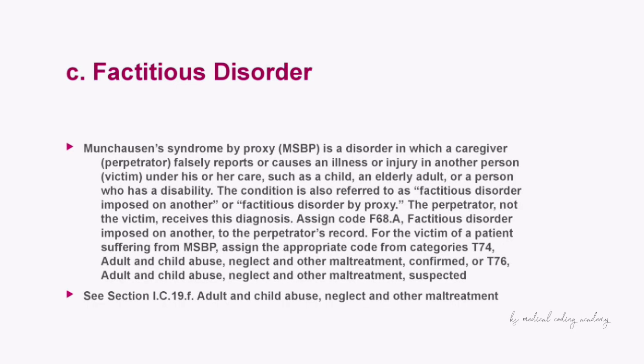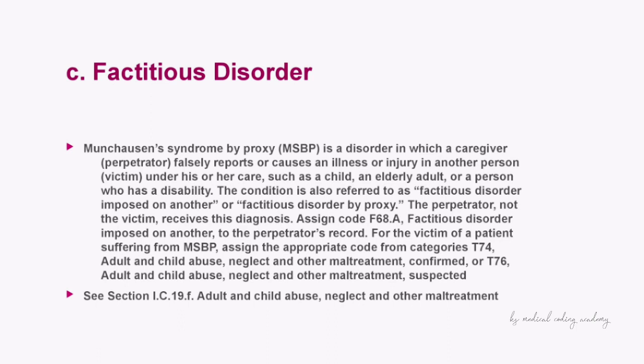Munchausen's syndrome by proxy, MSBP, is a disorder in which a caregiver, the perpetrator, falsely reports or causes an illness or injury in another person, the victim, under his or her care, such as a child, an elderly adult, or a person who has a disability. The condition is also referred to as factitious disorder imposed on another, or factitious disorder by proxy. The perpetrator, not the victim, receives this diagnosis. Assign code F68.A, factitious disorder imposed on another, to the perpetrator's record.